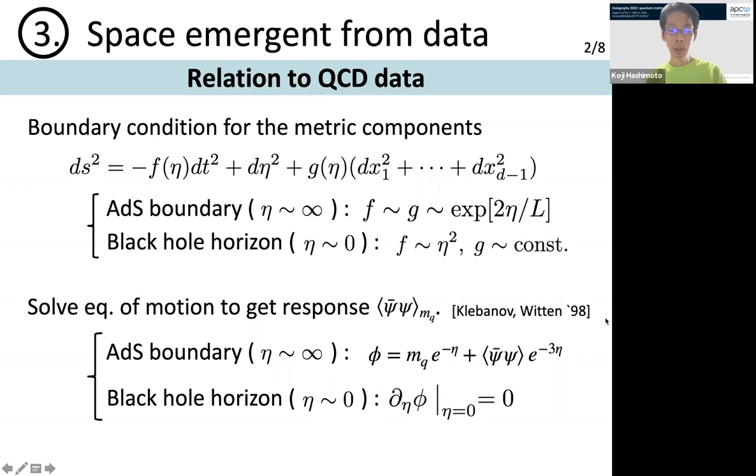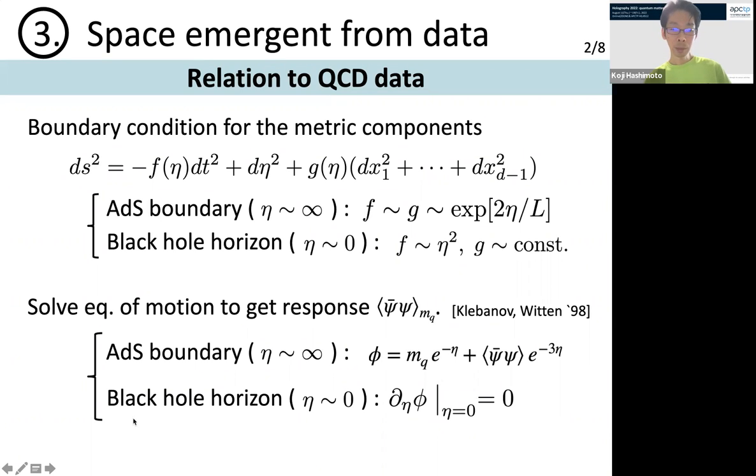And also the dictionary between the AdS side and the CFT side is as follows. As I said, at the AdS boundary, you solve the equation of motion of the scalar field phi and expand it around eta infinity. Since it is pure AdS space-time near the boundary, you can find two modes, one is the non-normalizable mode, the other is the normalizable mode. The coefficient of the non-normalizable mode is, for example, the quark mass, and the coefficient of the normalizable mode is the chiral condensate. So if you specify the corresponding operator with the corresponding QCD operator, in this case the chiral condensate, then you have the mapping between the scalar field and the QCD quantities. So in this case, quark mass and chiral condensate.